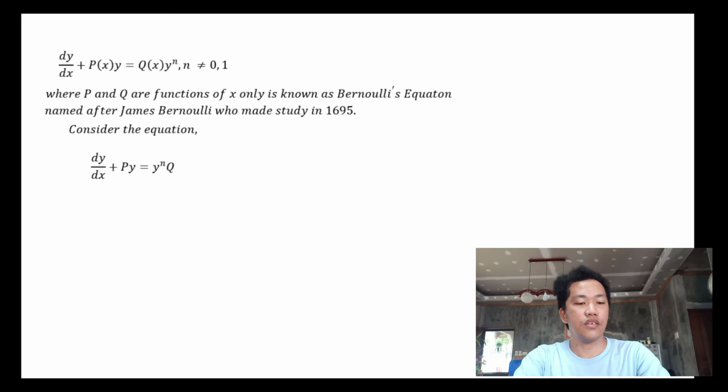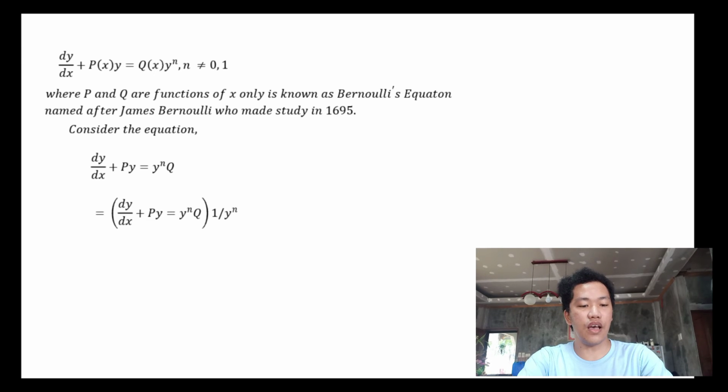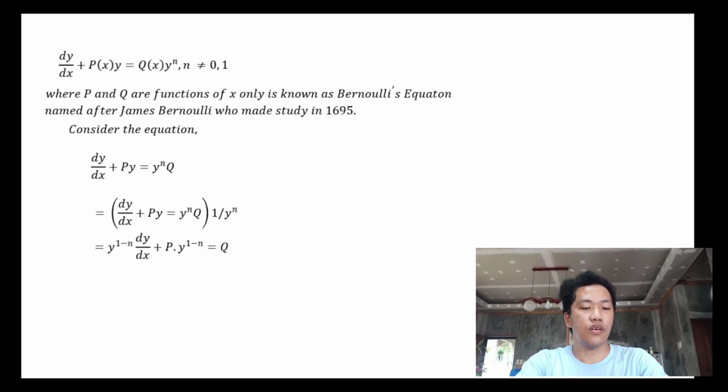Consider the equation dy over dx plus p of x y is equals to y raised to n q. Tapos po, makukuha po natin yung pinaka-equation by dividing it by y raised to n. So magkakaroon po tayo ng y raised to negative n dy over dx plus p multiplied by y raised to 1 minus n is equals to q.